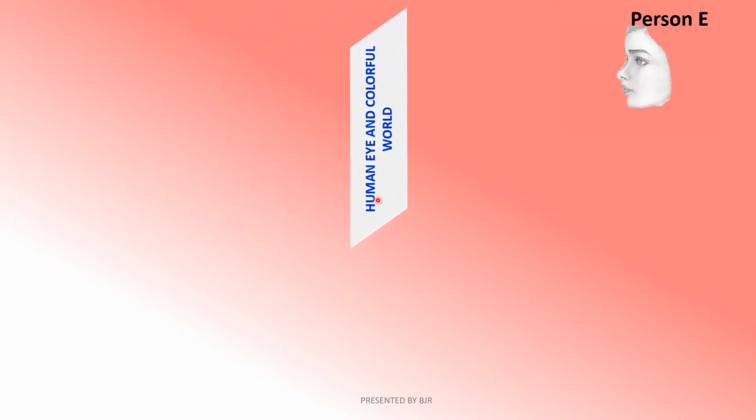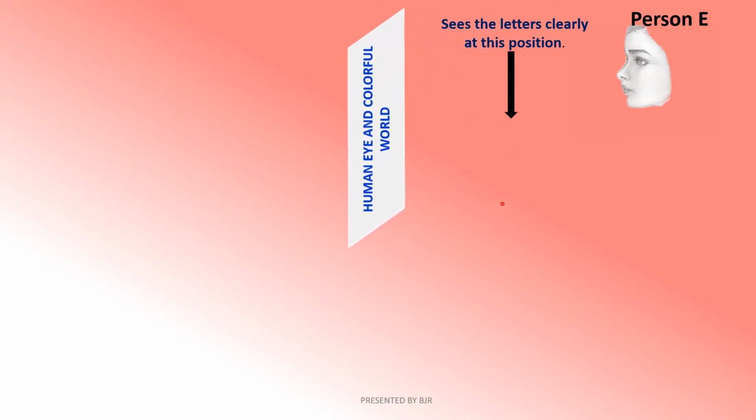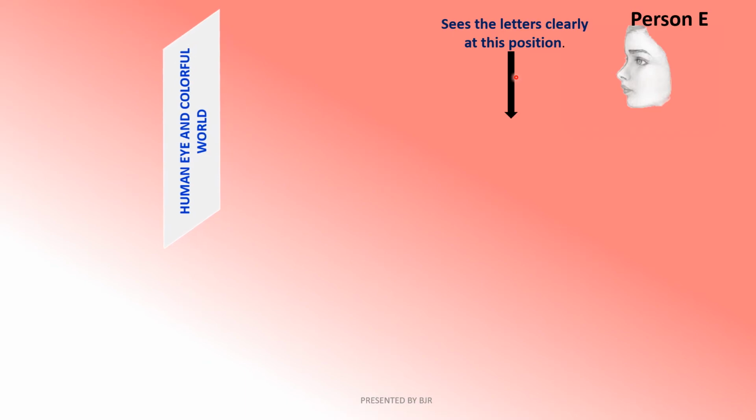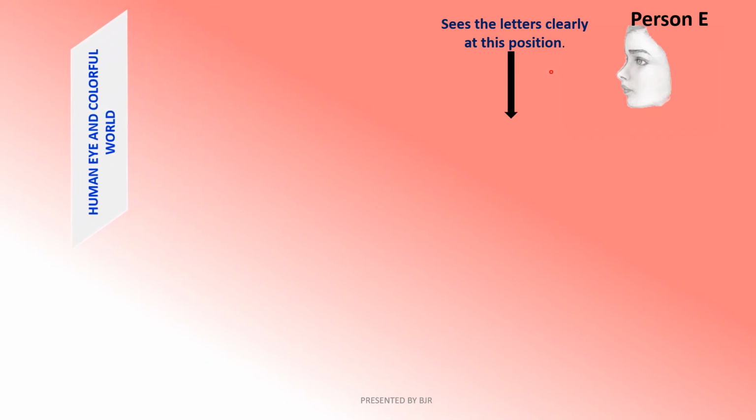Here also she can see the letters. She can see the letters clearly up to this point, almost up to this point here. Up to this point, she can see the letters clearly. That means in her case, the least distance of distinct vision is very small, around 9 centimeters. That means she can see the letters without straining her eyes clearly up to this point. So let us measure the distance between the sheet of paper and eyes.